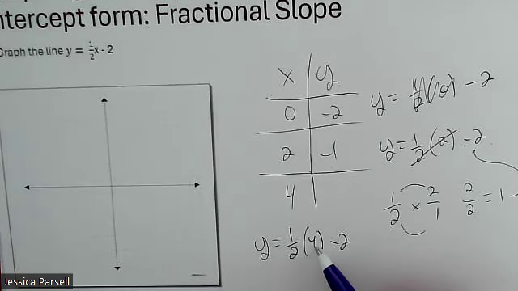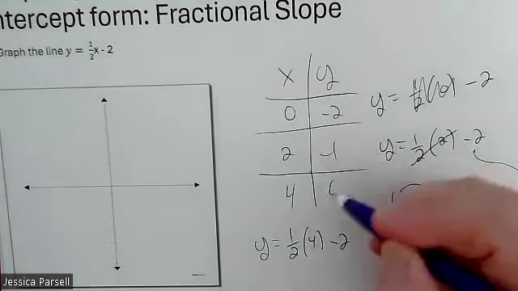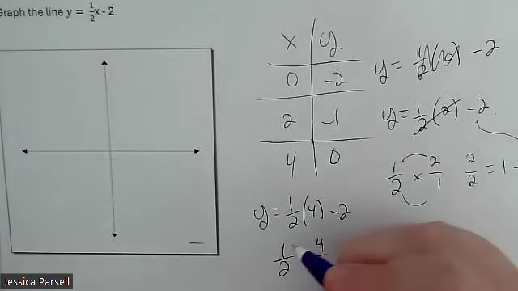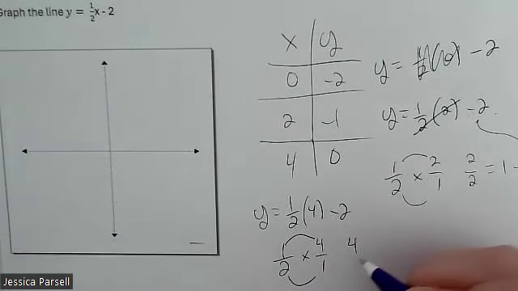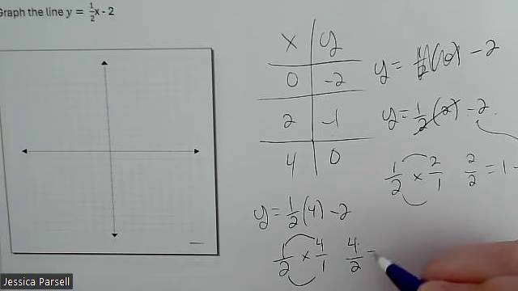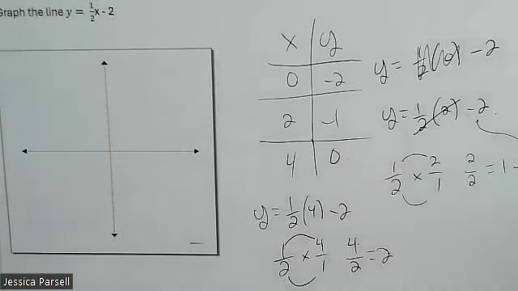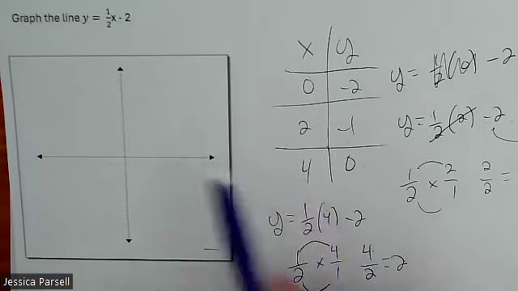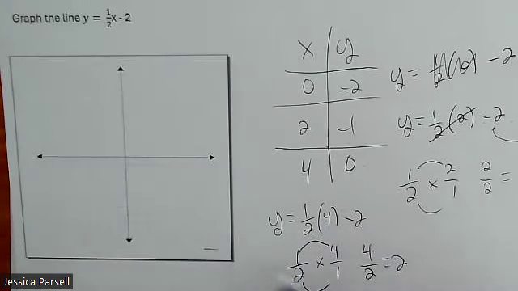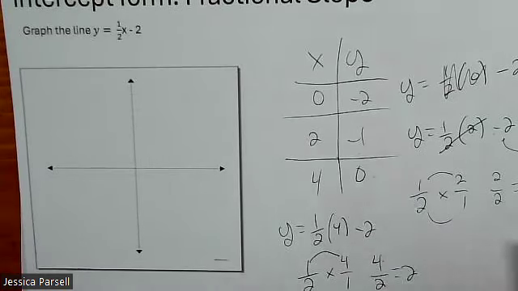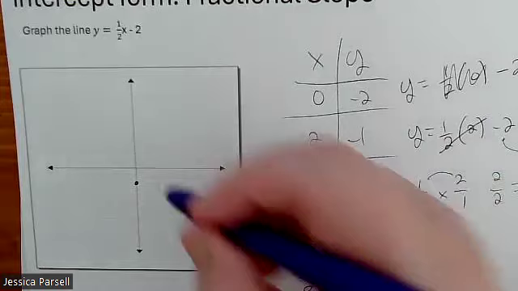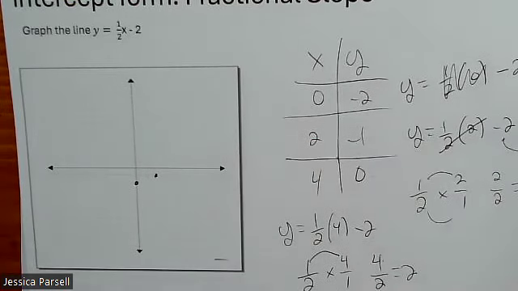All right, so a half of 4 we know is 2. 2 minus 2 is 0. Or off in the shadows, 1/2 times 4 over 1 is kind of clean, right? 1 times 4 is 4. 2 times 1 is 2. 4 divided by 2 is 2. 2 minus 2 is 0. Okay, so kind of nice, multiples of whatever that denominator is always going to give you a nice clean answer. So 0, -2 is going to be here, and 2, -1 is going to be here.